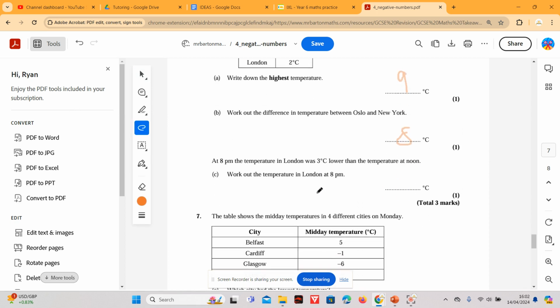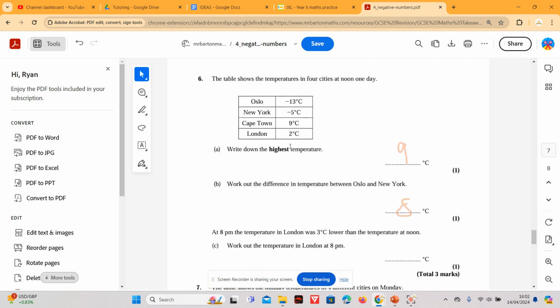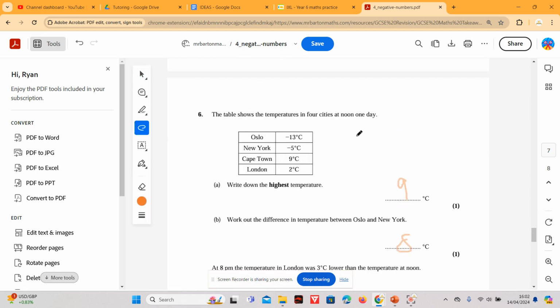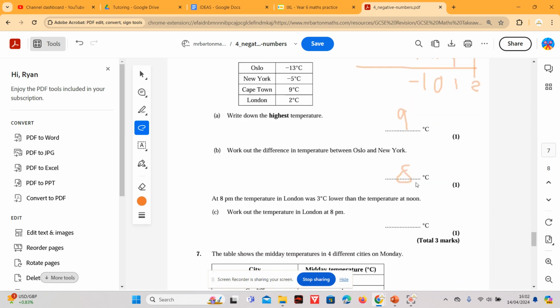At 8 p.m., the temperature in London was 3 degrees lower than the temperature at noon. Work out the temperature in London at 8 p.m. So the temperature in London is 2, and then it goes 3 degrees lower. If you remember, we can just draw a little number line. So we've got 2 here. Now 3 degrees lower, we can go 2, 1, 0, -1. Let's just double check. 1, 2, 3. So the answer would be -1.